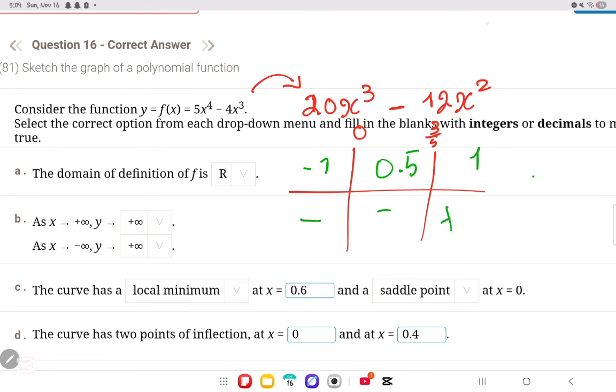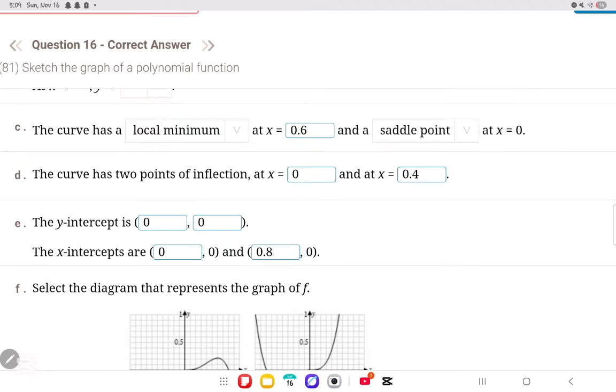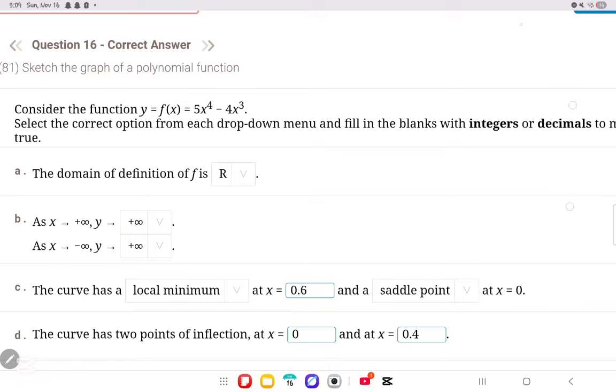What does this mean? This means I have a saddle point at 0, and at x equal to 0.6 I have a local minimum, because it goes down and then it goes up again. Now the curve has 2 points of inflection. How do I find the points of inflection? I need to do the double derivative. So I need to derive this again.